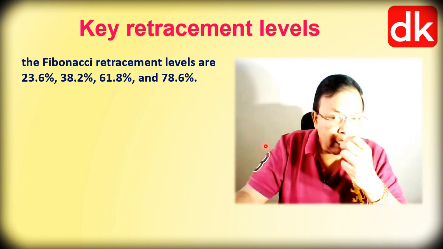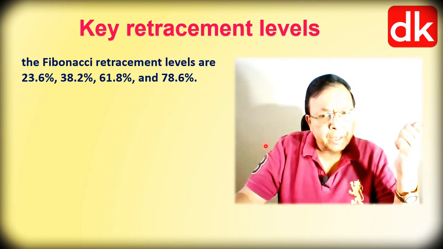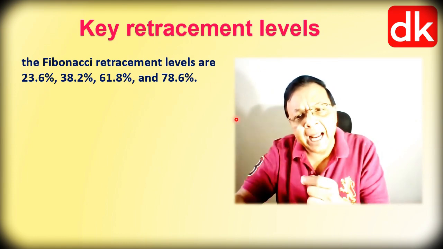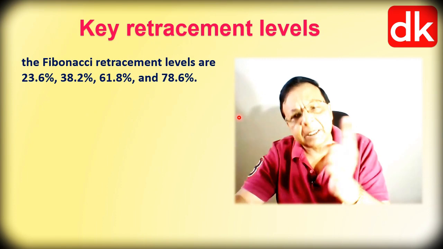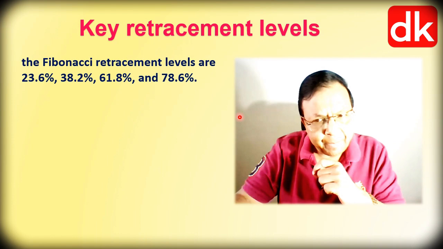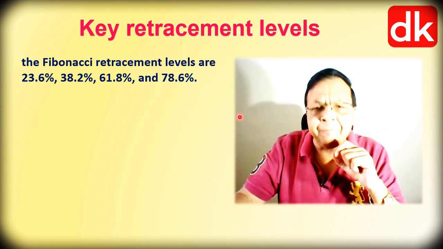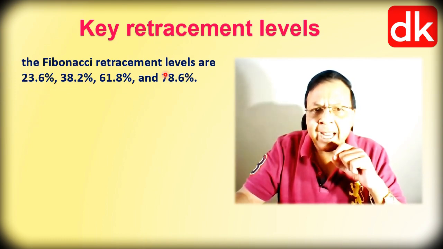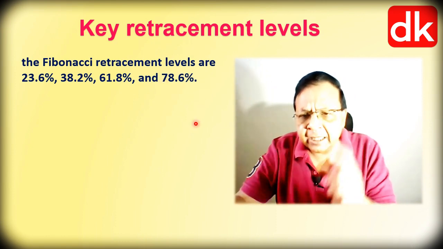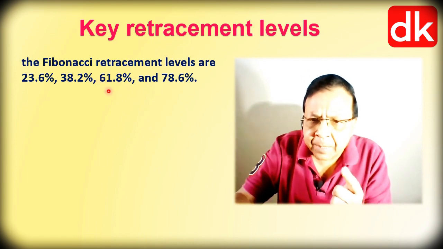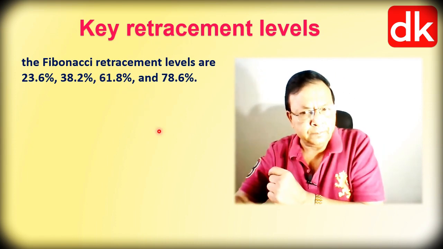And friends, in our previous episodes, we have already discussed how these ratios have been arrived at, which are used in terms of percentage to calculate the retracement levels against the impulsive wave. So 23.6%, 38.2%, and 78.6% are nothing but derivatives of the golden ratio, and 61.8% is the golden ratio.